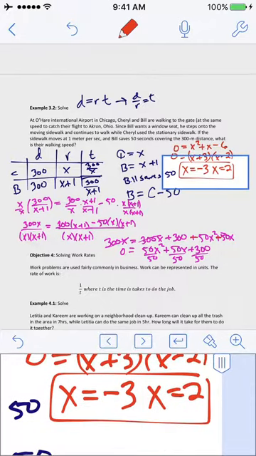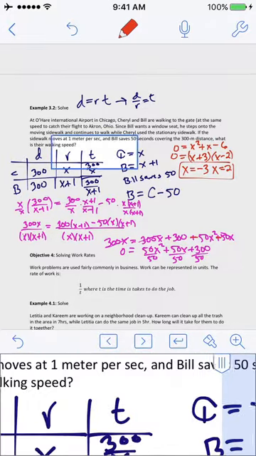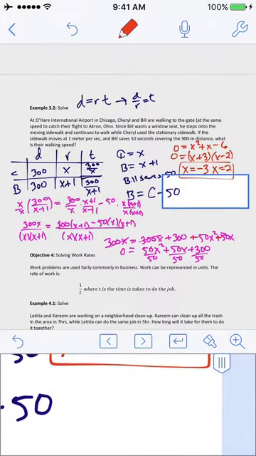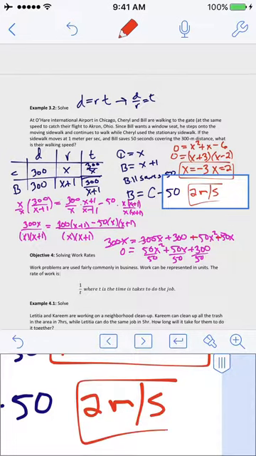Okay, so I solved. Right now I have to translate back. Which one of those actually makes sense as a walking speed? The 2. So this answer would be 2 meters per second. That's how fast they were walking, which is pretty dang fast. They must both be running for this flight.